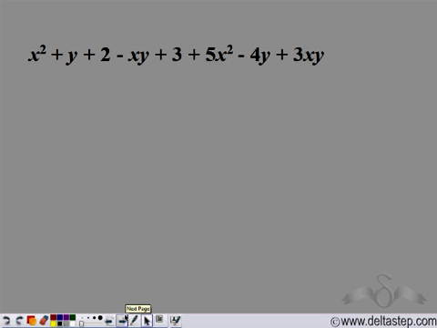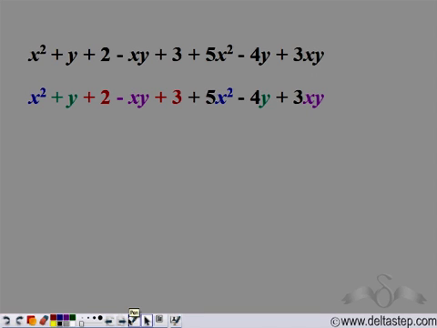So this is an algebraic expression containing 8 terms. It looks a huge expression. Can we simplify it? Yes, we can simplify it by combining the like terms. Let us see. So what are the like terms here? We have x square terms, we have y terms, we have constant terms, and we have xy terms. So we can combine these terms and simplify the expression. Let us try and do it.